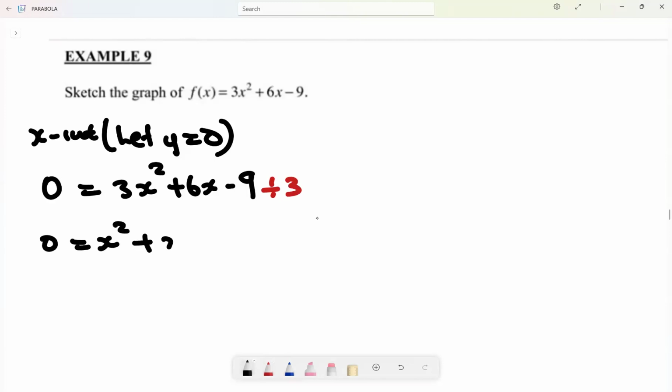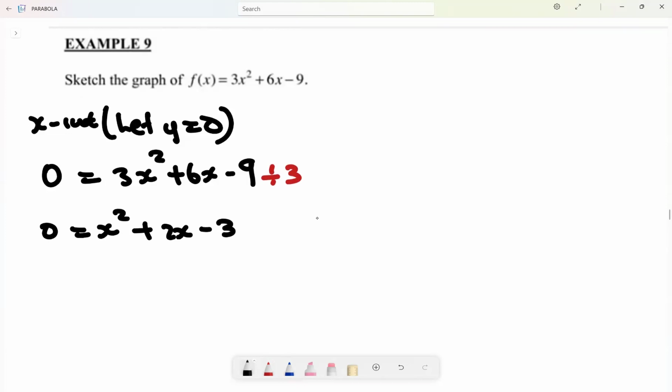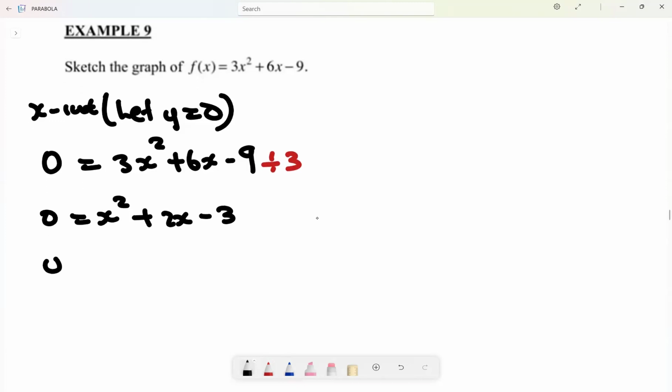X squared plus 2x minus 3. And then, can I simplify this? Absolutely. X plus 3, x minus 1. You have already done this. You know how to simplify this. If you still do not know how to factorize, I won't judge you.